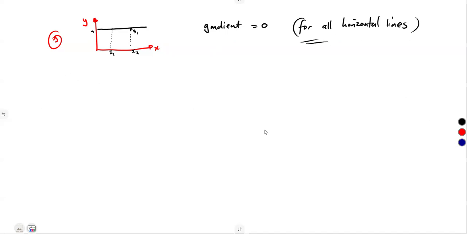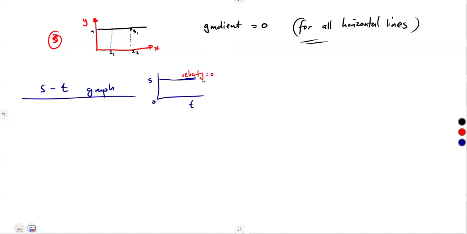So when we interpret this back to our travel graphs, remember the first one being our displacement time graph, we want to interpret this now. So what exactly is happening? This is going to be the case. Remember, it is a straight line like this. And we said the gradient here for a displacement time graph is not just the gradient in the usual sense, but it represents the velocity. So if we said the gradient is equal to 0, it means our velocity is equal to 0 for a displacement time graph.